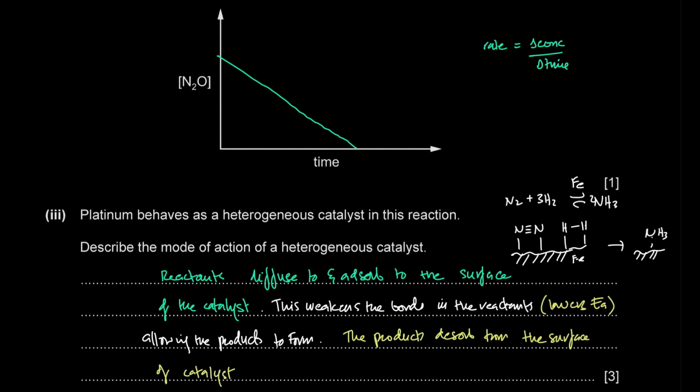So the reactants diffuse and adsorb to the surface of the catalyst, which weakens the bonds in the reactants, allowing the products to form. So it allows the reaction to take place and products to form, and then eventually the product is desorbed from the surface of the catalyst.